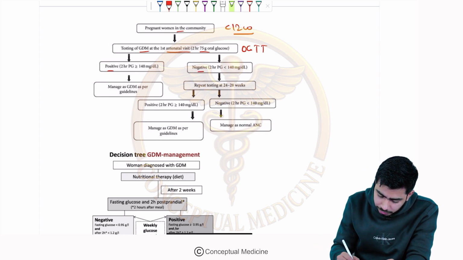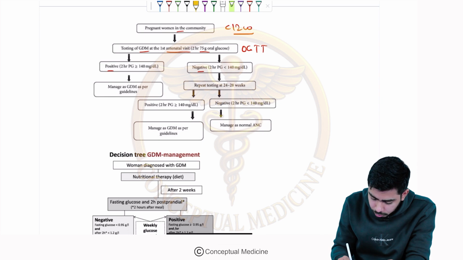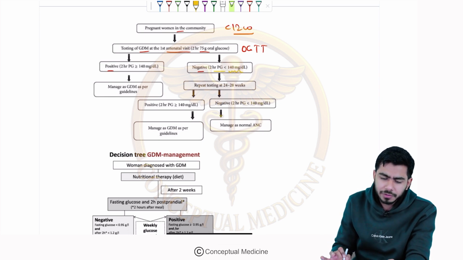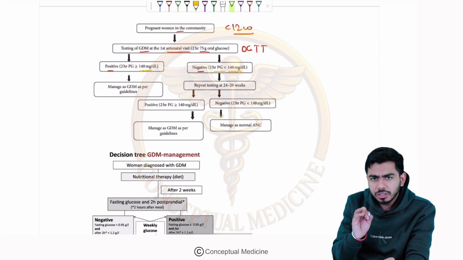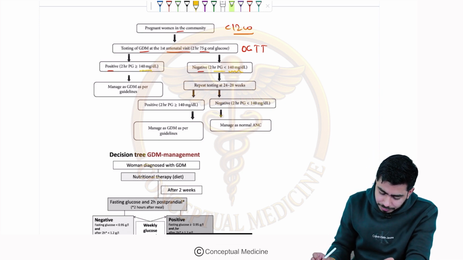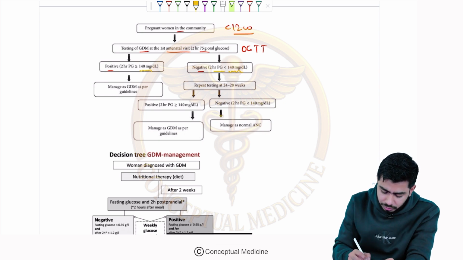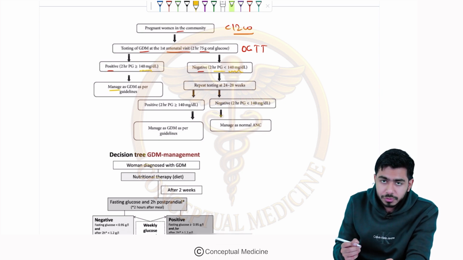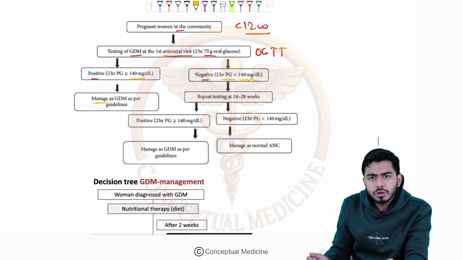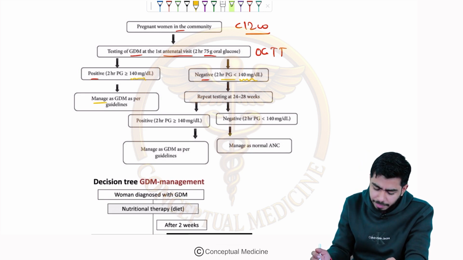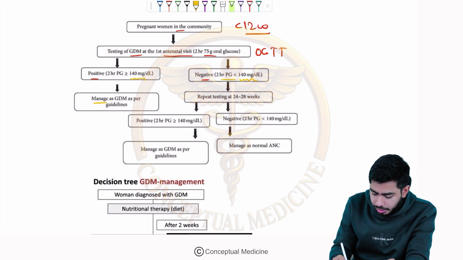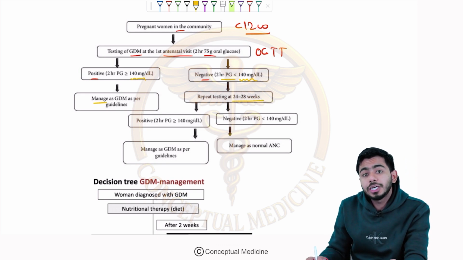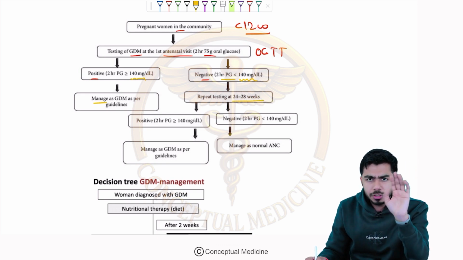In what case could it be negative? If the 2-hour postprandial glucose is less than 140, then we will consider it negative. If it is more than 140, we will consider it positive. If it is positive, you need to manage it according to the diabetes guidelines. We will talk about that. If it is negative, you need to wait and repeat this test at 24 to 28 weeks of pregnancy. Now you will send this patient home.